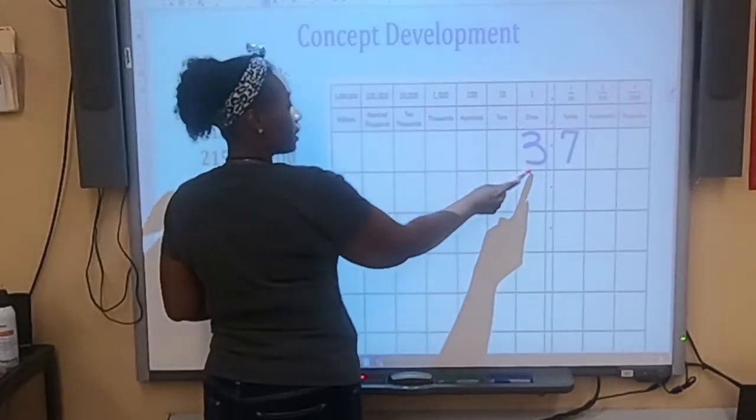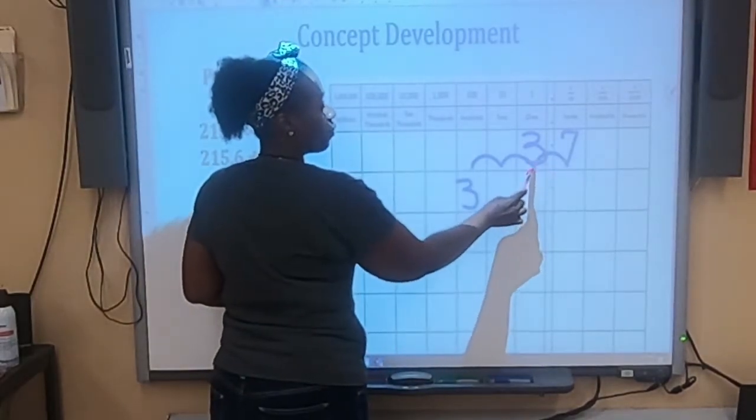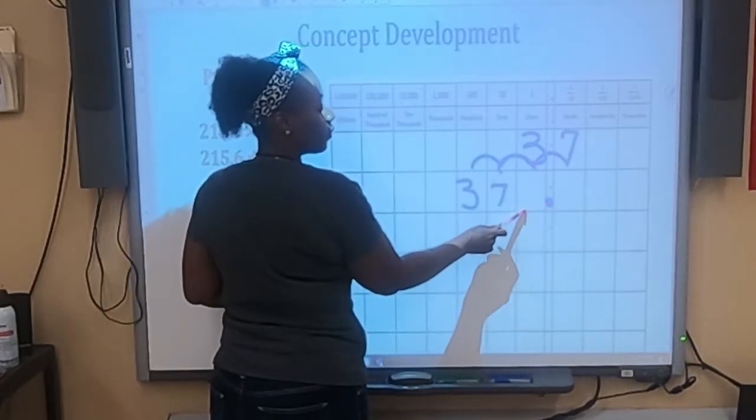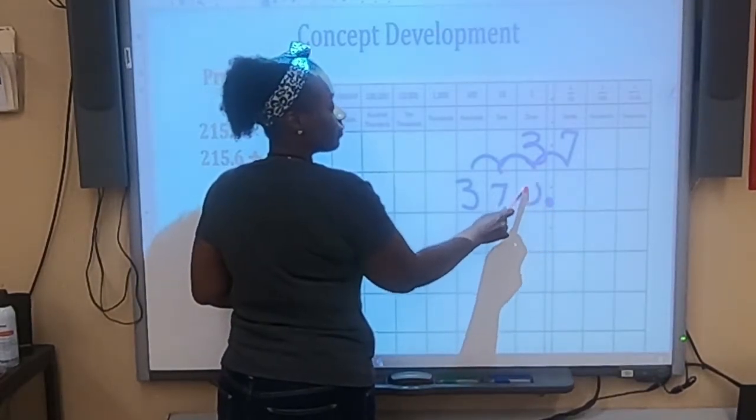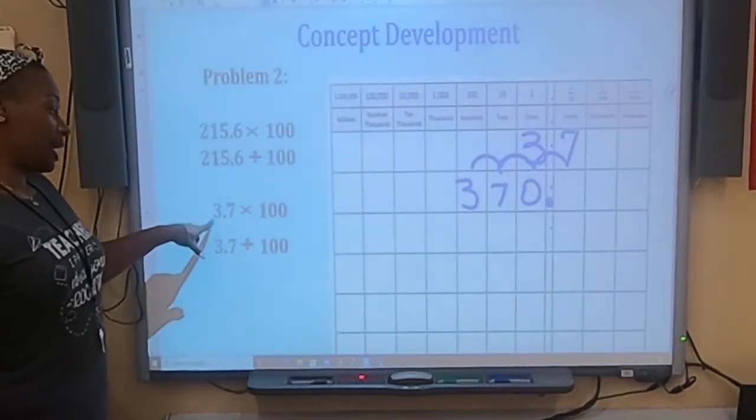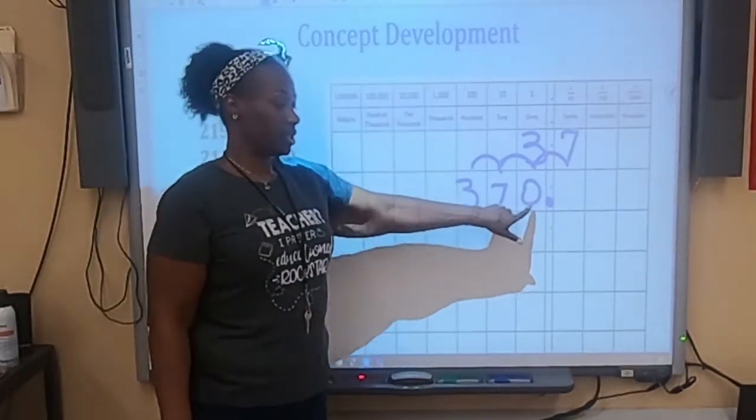So my 3 is going to go 1, 2, sit it down. My 7 is going to go 1, 2, sit it down. I'm not at my decimal yet, so we learned that we need a 0 to get us there. So we know 3 and 7/10 times 100 gives us 370.